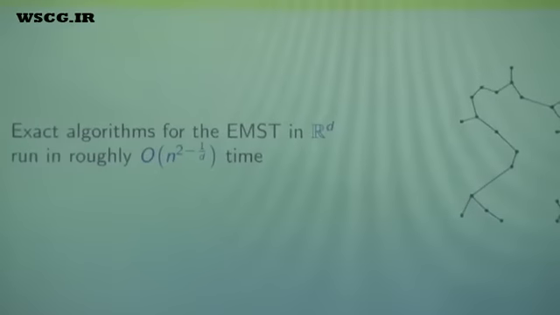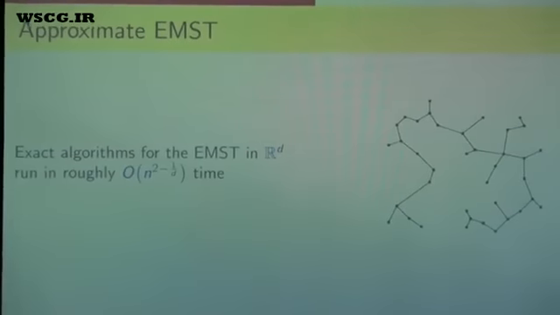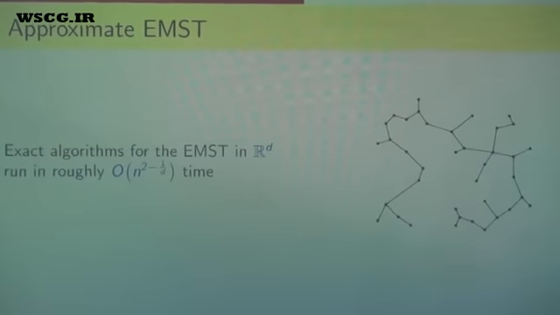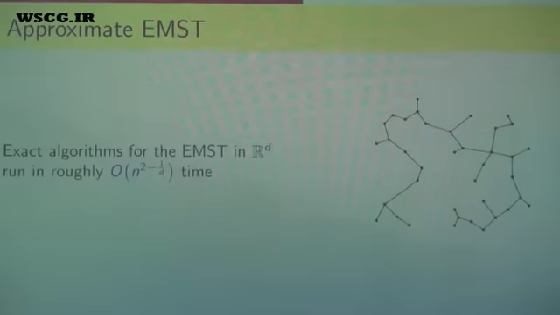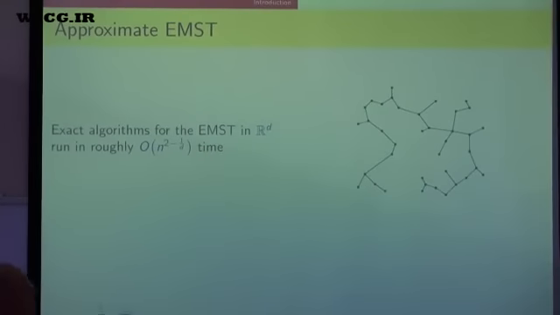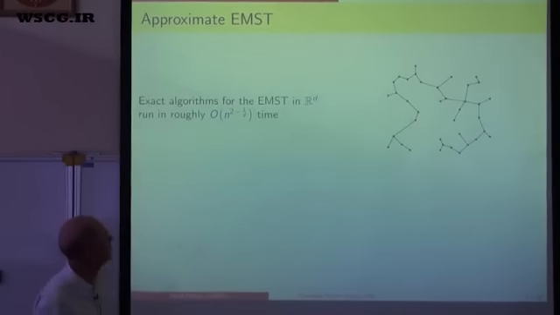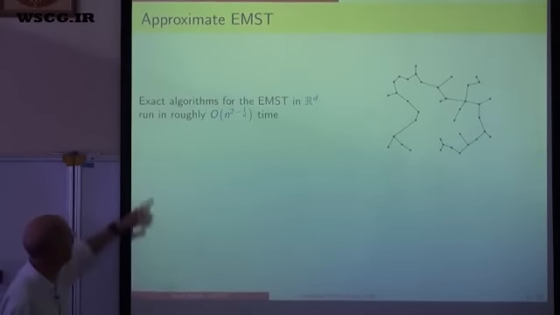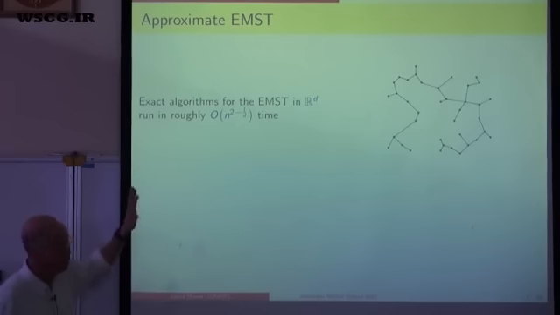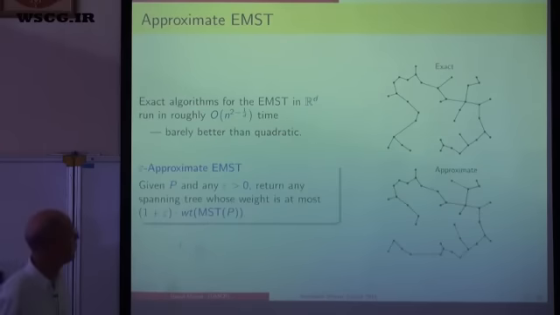Now, you know that minimum spanning trees can be computed in roughly n log n time, where the n log n in this case is the size of the graph, which depends on the number of vertices and the number of edges. Because this is the complete graph, the size of the graph would be n squared. So the natural running time would be about n squared log n, and it turns out if you want to compute EMSTs exactly, the running time is going to be about n squared, perhaps minus some, in this case minus 1 over d. So this is barely better than quadratic.